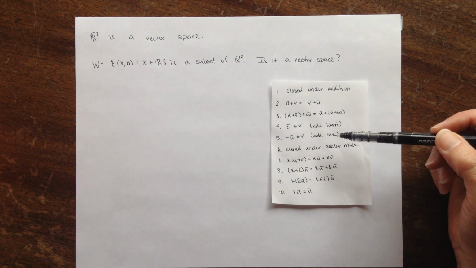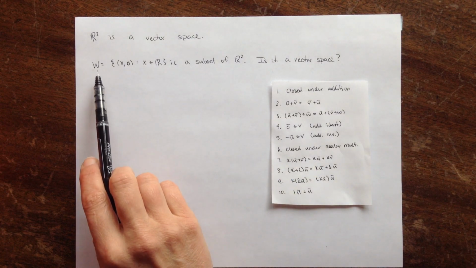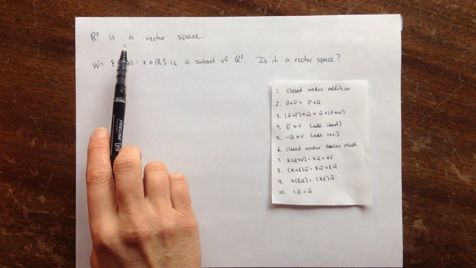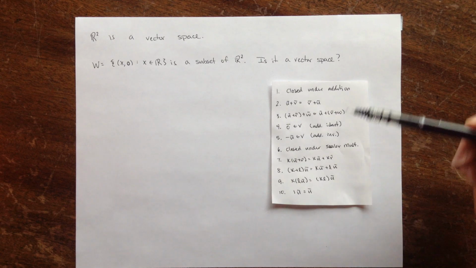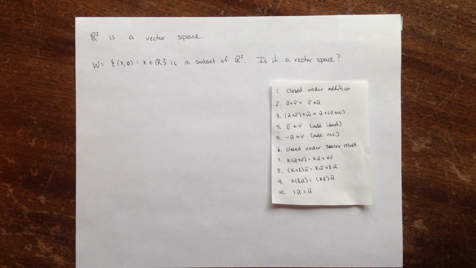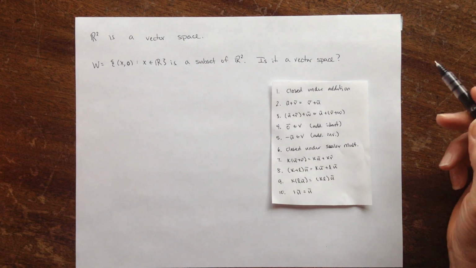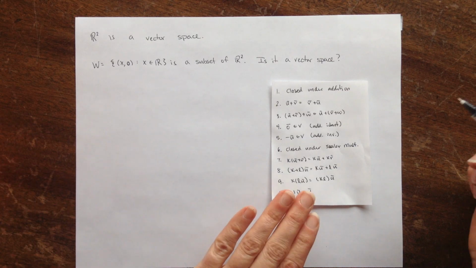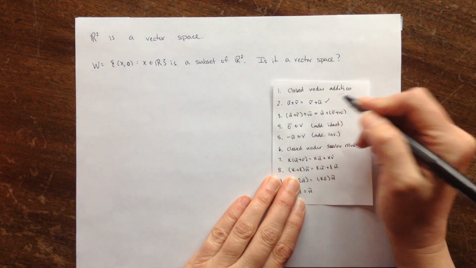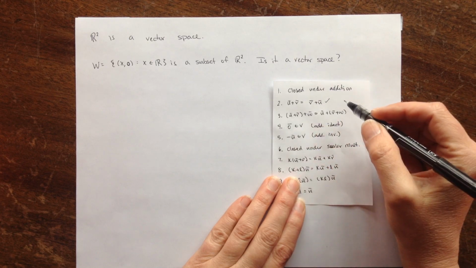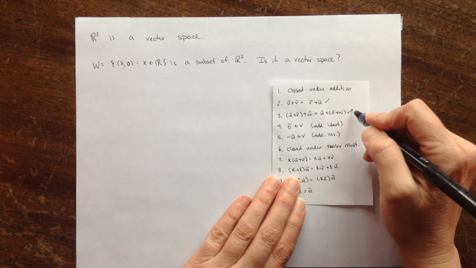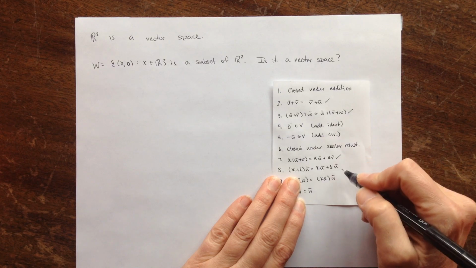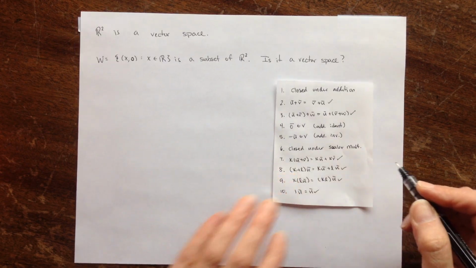We could check all of these, but since this W is a subset of R2, and we already know R2 is a vector space, we don't need to check all of these axioms, because a lot of the axioms will get inherited from the parent vector space. Since the vectors in W are all vectors from R2, just not all of them, we know this has to be true. This addition has to be commutative because it is in R2. Same with these properties of scalar multiplication, which are all going to get inherited.